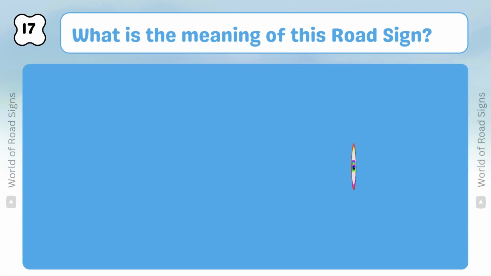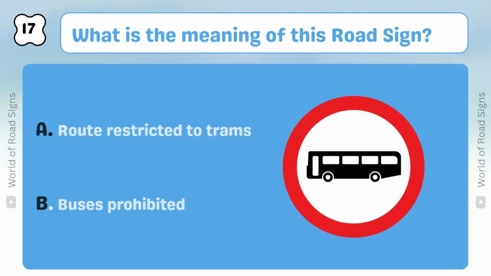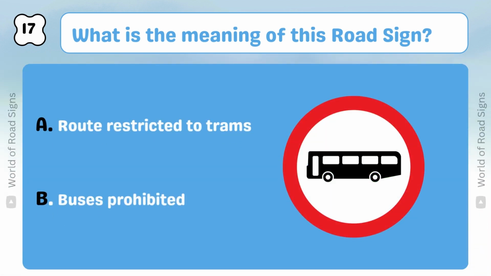Question 17. What does this regulatory sign mean? A. Route restricted to trams. B. Buses prohibited. The correct answer is option B, buses prohibited.